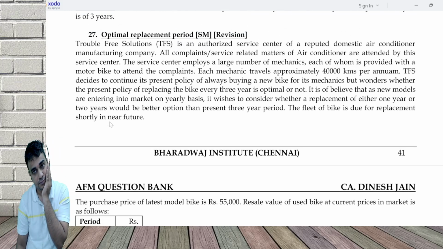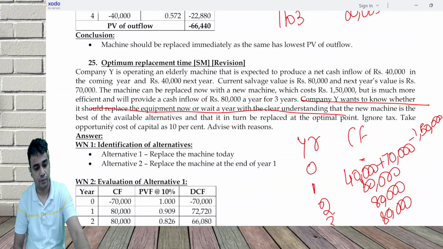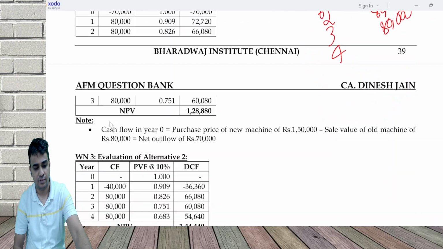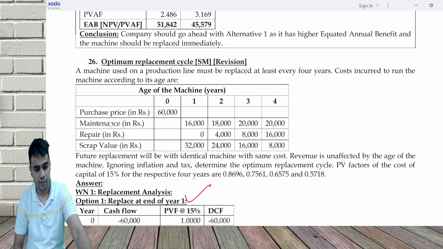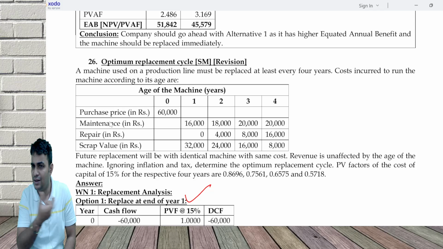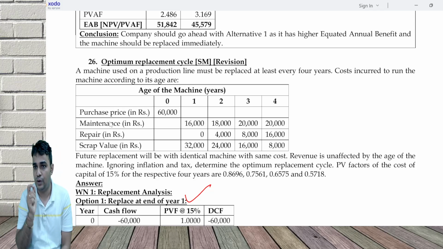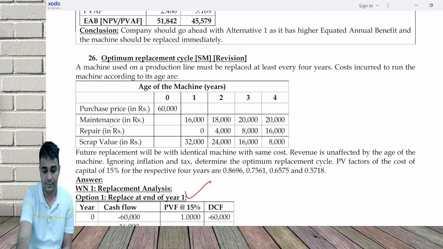Last problem, the first line is not given. Which line? Replace is not given. No, we normally do not do a one-time analysis. See, the point is, if I'm buying a car, I get a benefit for 1 year, 2 years, 3 years, 4 years. They're not comparable at PVF outflow. They have to be compared only at EAC.